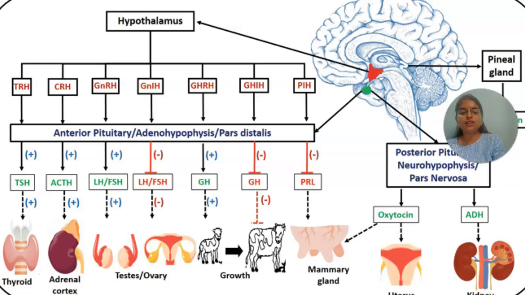So the oxytocin helps in the contraction of the uterus during the labor, during the delivery, and the ADH or antidiuretic hormone plays an important role when there is excess water loss from the body. It helps in the retention of the water in the body.